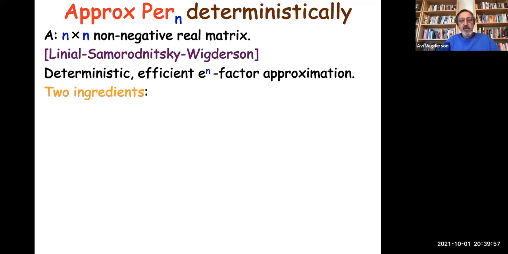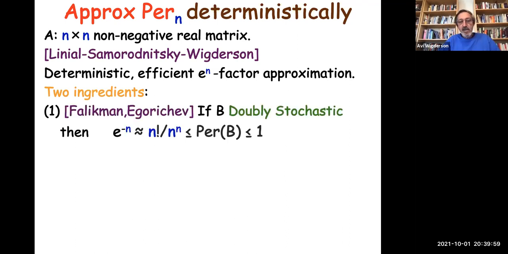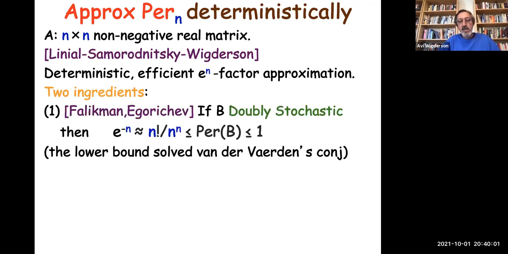And I want to say something about what goes into this. One thing that goes into this is the solution to the van der Waerden conjecture, that if the matrix happens to be doubly stochastic, then the permanent is between 1 and e to the minus n. It's the same e to the minus n that appears in the result. So in the case the input happens to be doubly stochastic, you know how to bound it. You just say 1, for example. That would be a good approximation.